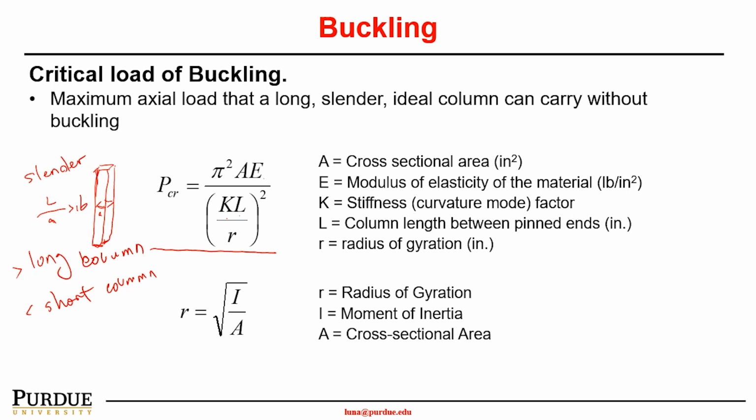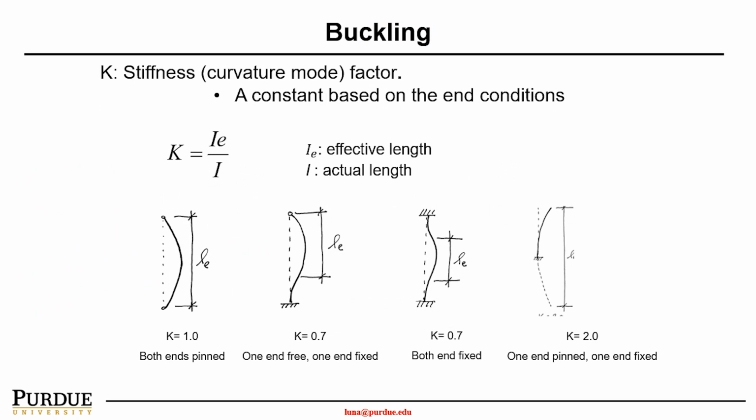The r is the radius of gyration, equal to the square root of I, the moment of inertia, divided by A, the cross-sectional area. Now let's discuss this K factor. K is the so-called stiffness factor or curvature mode, which is a constant based on the end condition, how the column is fixed in the particular structure. So the K factor is determined by how the ends have been fixed.